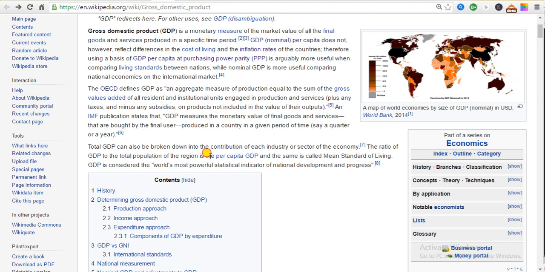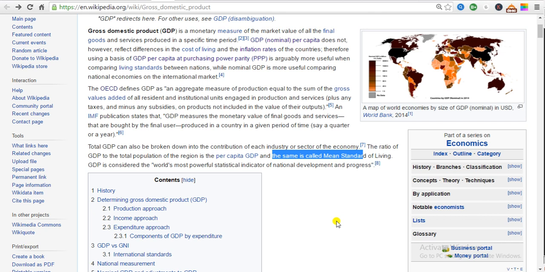So the per capita gives you a hypothetical or ideal situation, but the actuality of it is usually very different, drastically so in some cases. So the ratio of GDP to the total national population of the region is the per capita GDP, and the same is called the mean standard of living.